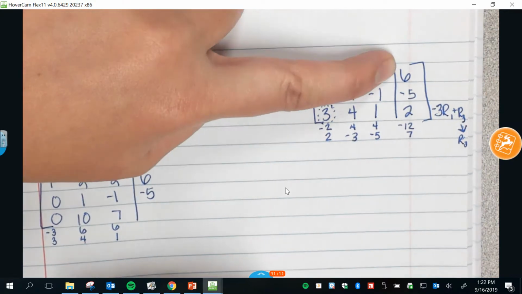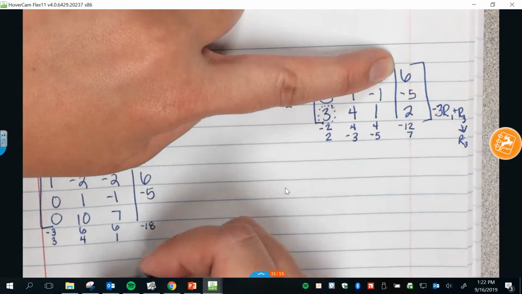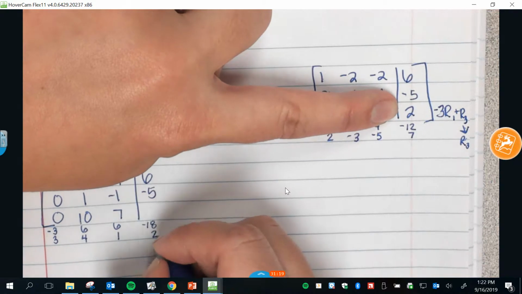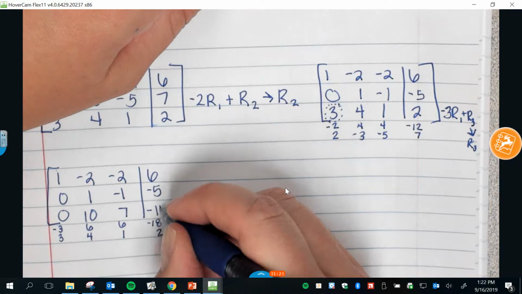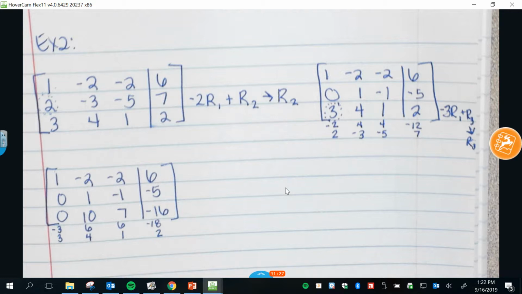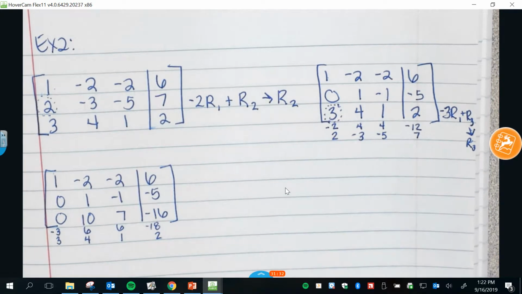Negative 3 times 6 is negative 18 plus row 3, which is 2. Negative 18 plus 2 is negative 16. I just took negative 3 times each of these and added it to our row 3. All right, we'll have to do one more time.